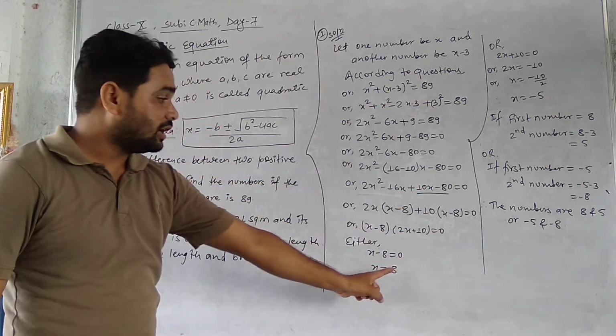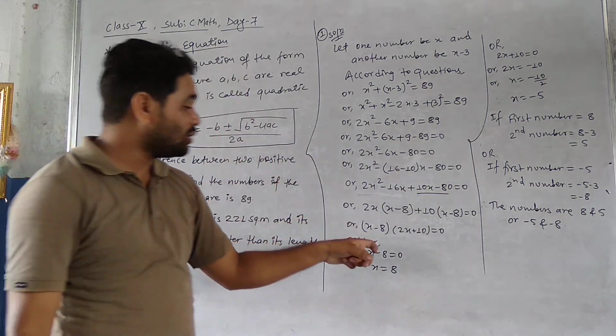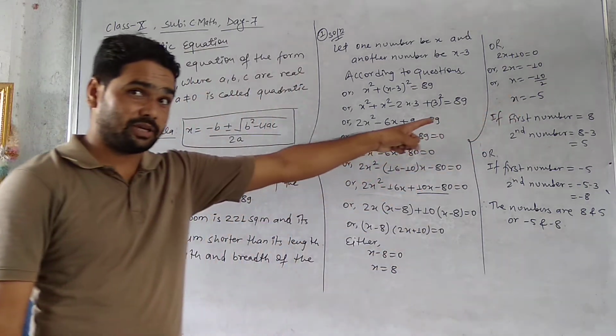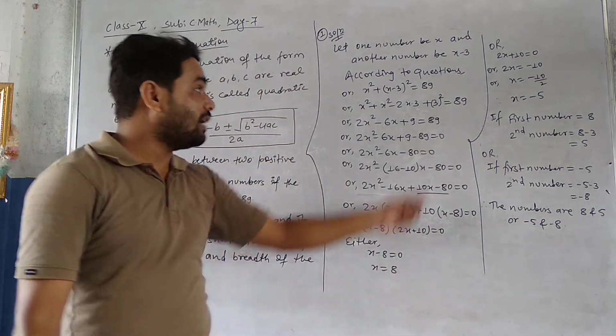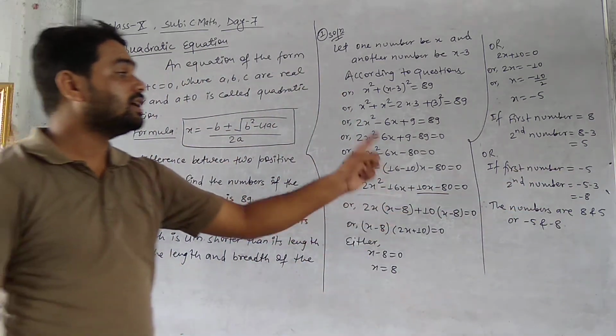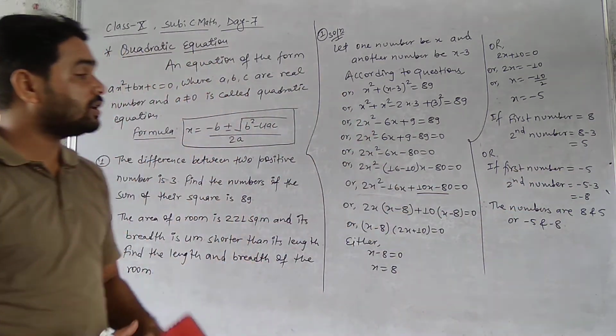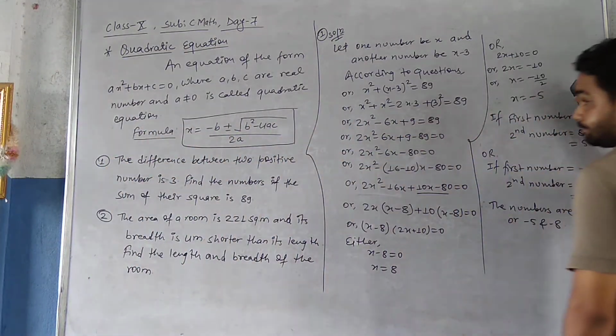Now this is the quadratic type. That means we are in the quadratic type, that's why we get two values of x. From the first value, it gives the second number, and from the second value it also gives the second number. That's why the numbers can be 8 and 5, or minus 5 and minus 8.